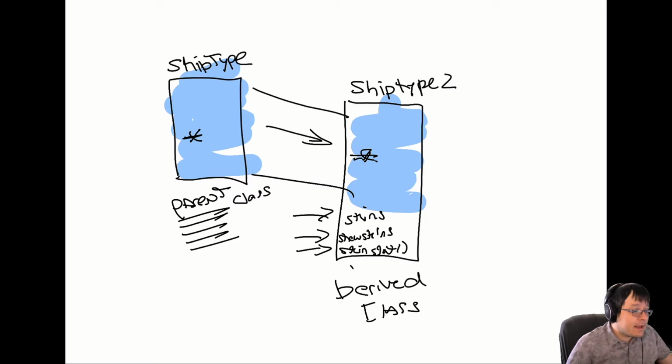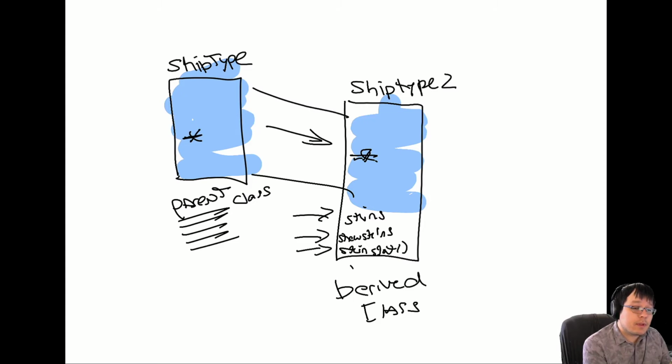If I do this, I actually have all of the functionality of ship type 1 by doing this. And then I could go in here and add my skin. So this is one way of doing it. The other way of doing it would be with inheritance.